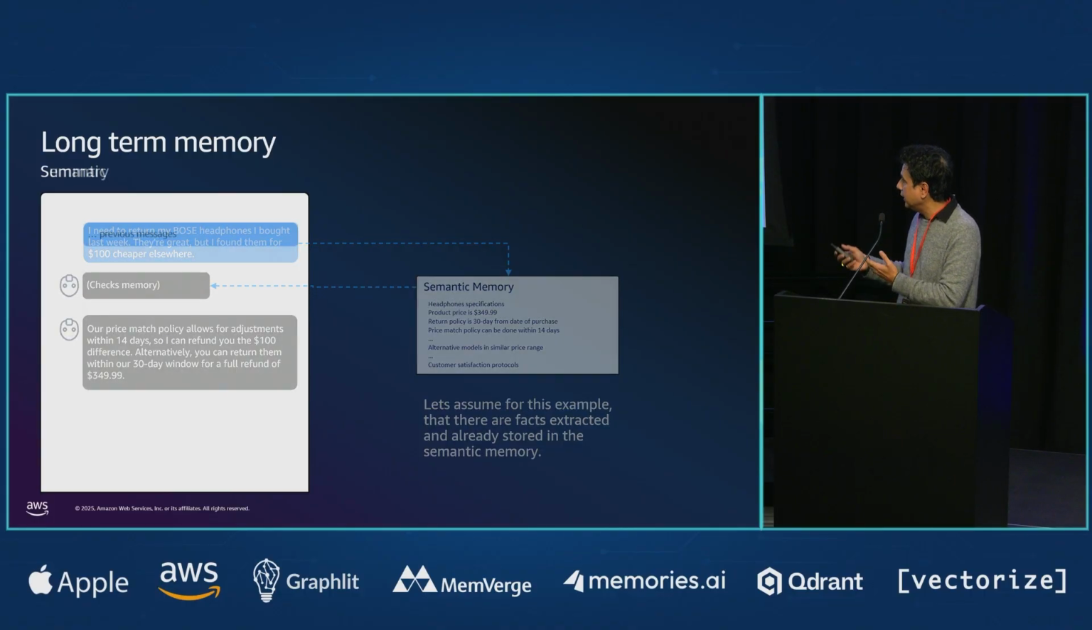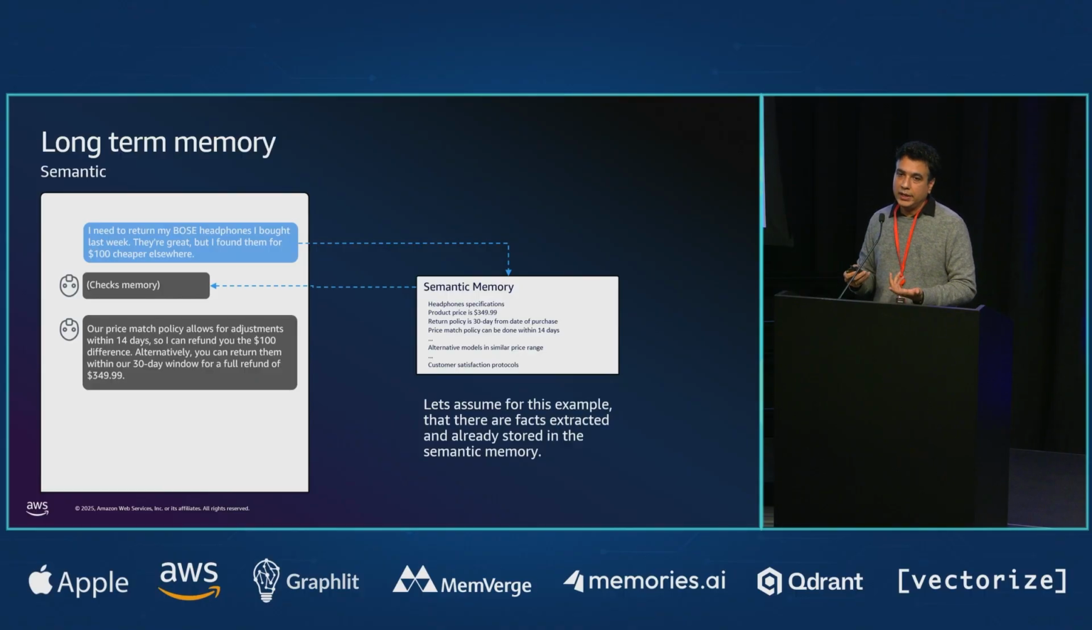So now the agent can come back and say, you already have the price match for 14 days. So if you want to do the price match, I can do the price match rather than you going and buying a new one. So this is exactly the personalized experience the customers are looking for when they are talking to the support agent or retail agents and different booking agents.